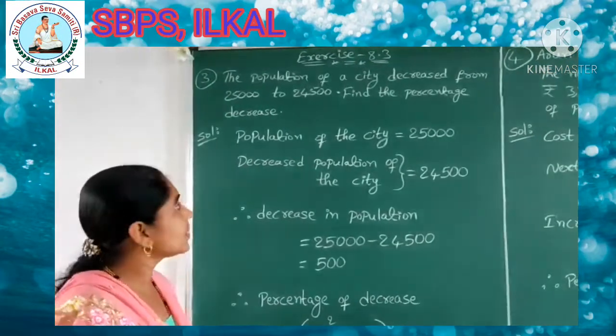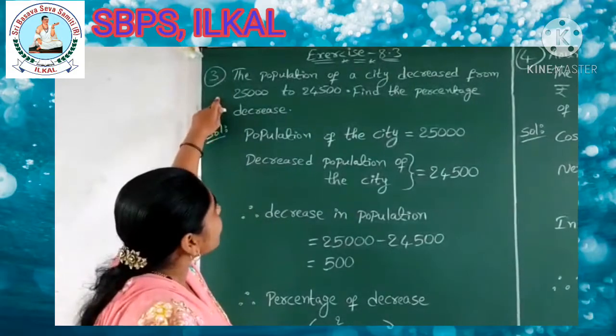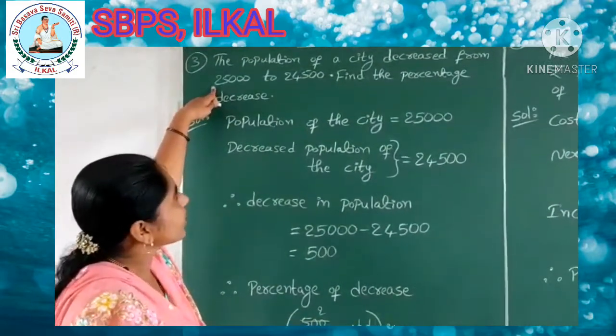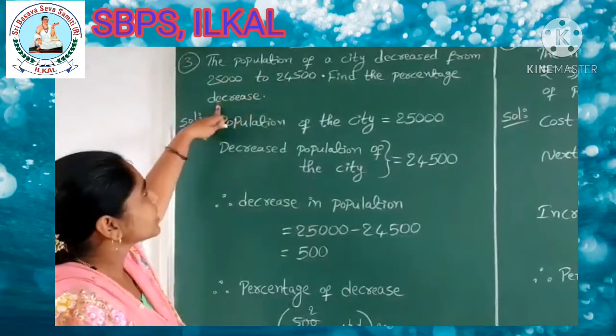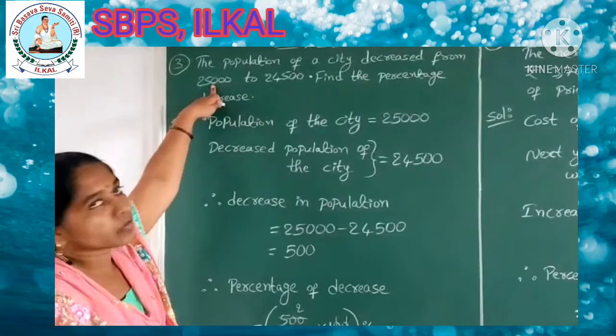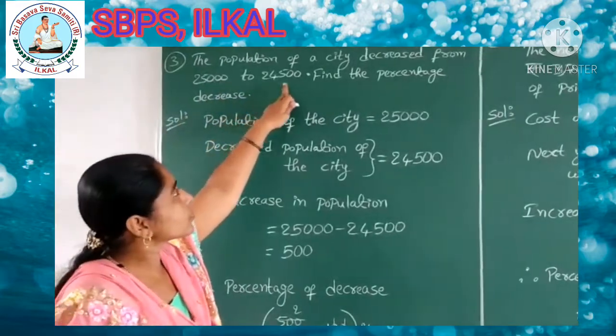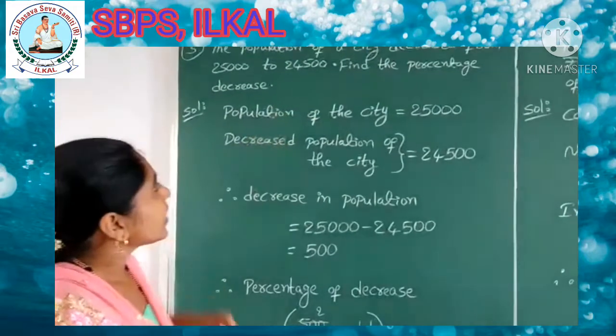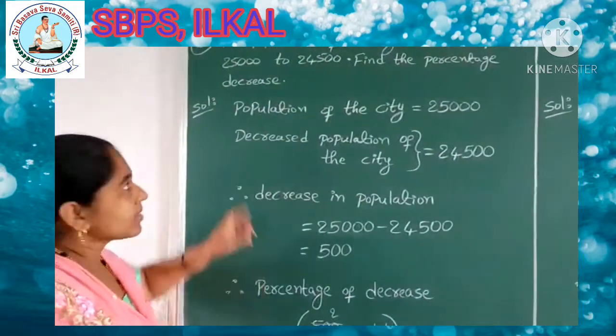Let's solve the next problem. Third one: the population of a city decreases from 25,000 to 24,500. Find the percentage decrease, they ask. Here, before it was 25,000, afterwards 24,500, which means the population decreased. We have to find the percentage decrease.